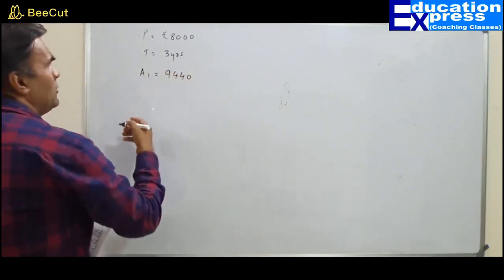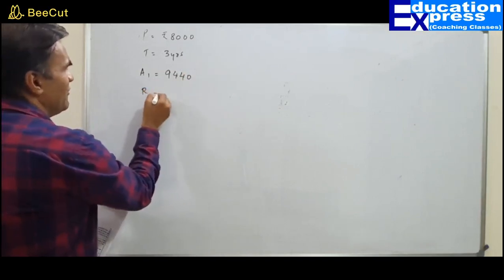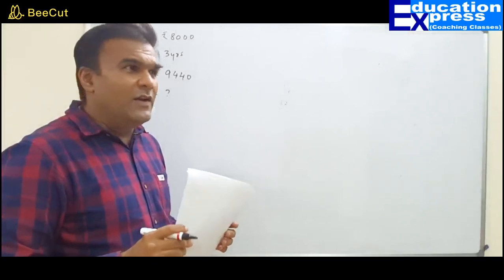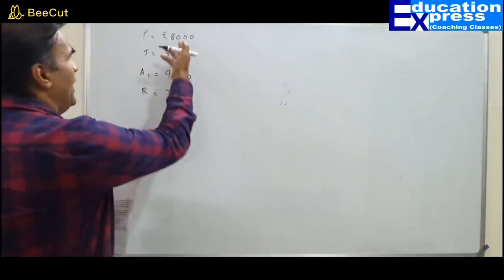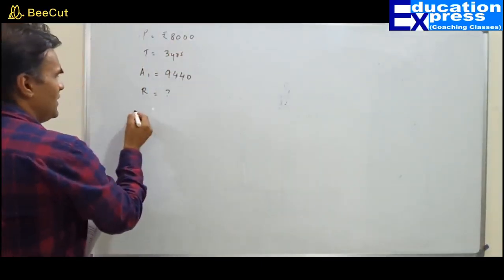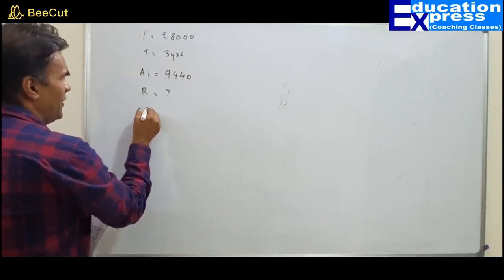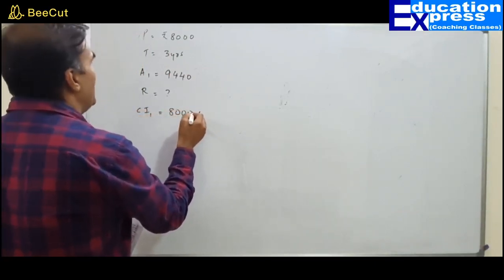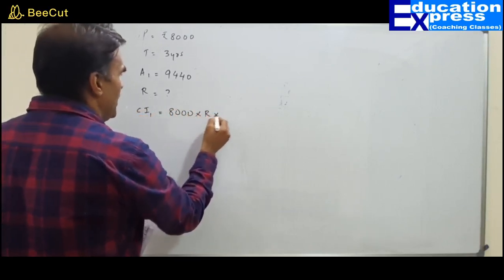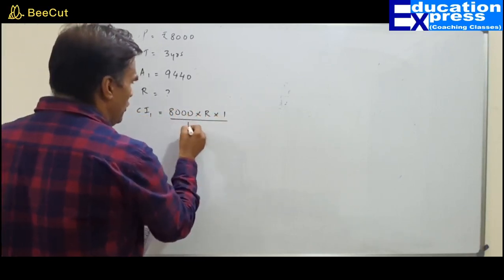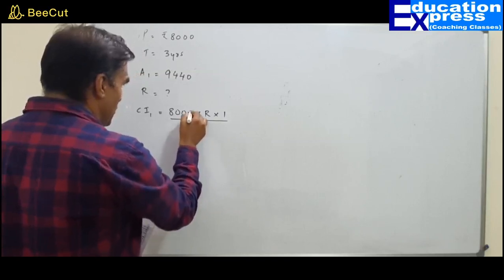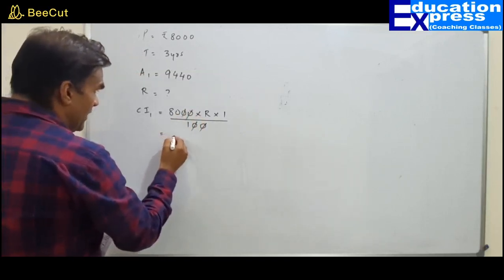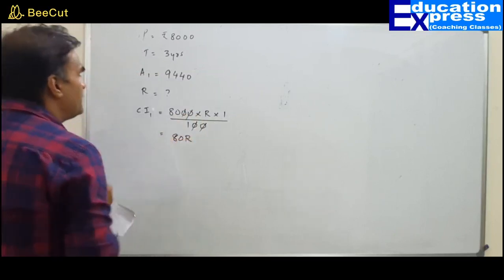We can find out the rate of interest certainly. As we know, the interest for the first year on 8000. So what we will do? Compound interest for first year would be 8000, rate of interest not known, time 1 year, the whole upon 100. 0, 0, 0, 0. So my compound interest would be 80R.